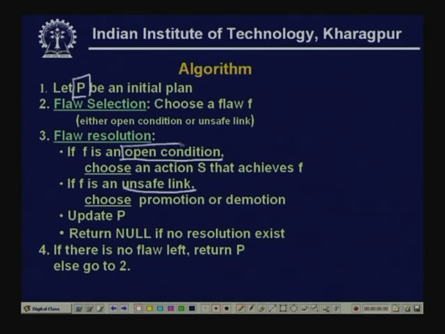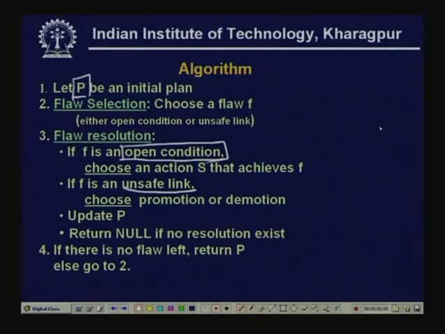If we select a flaw which is an open condition, then what should we do? We should choose an action S that achieves this open condition. So, if F is an open condition, suppose there is a state S prime and this state has F as its precondition. Now, in order to correct this flaw, we must choose another state S1 which has F as an effect.